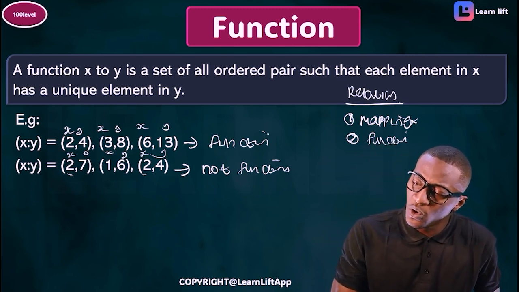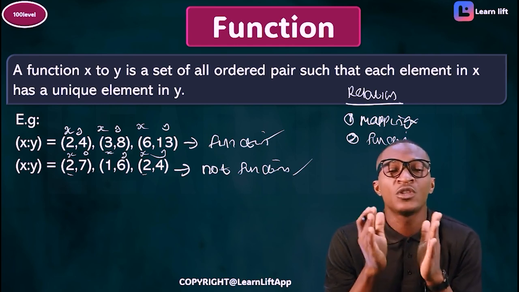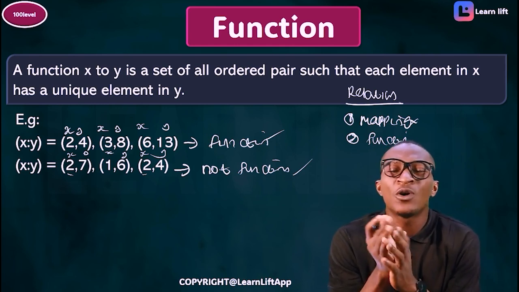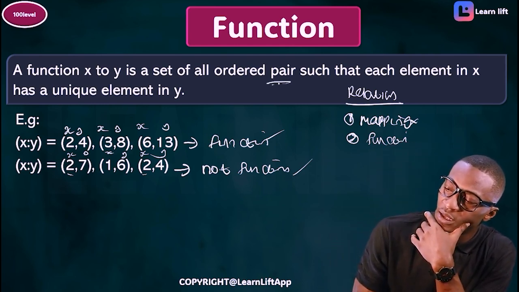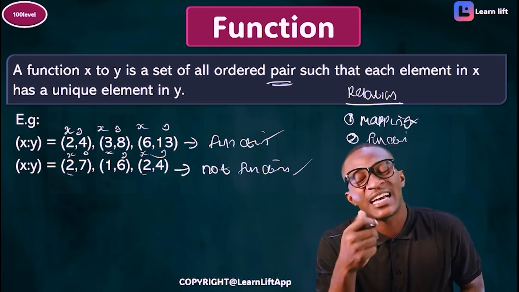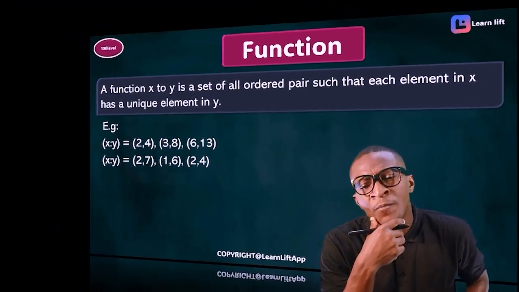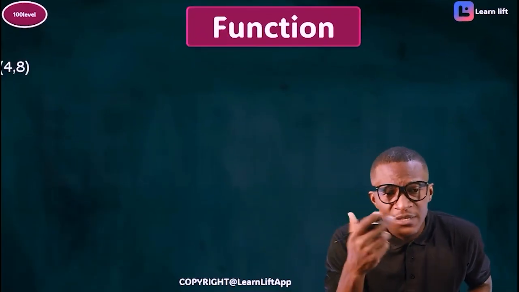So we have shown what's a function and what's not a function. Everybody, what's a function? A function from X to Y is a set of ordered pairs such that each element in X has a unique element in Y. Now let's give another diagram.